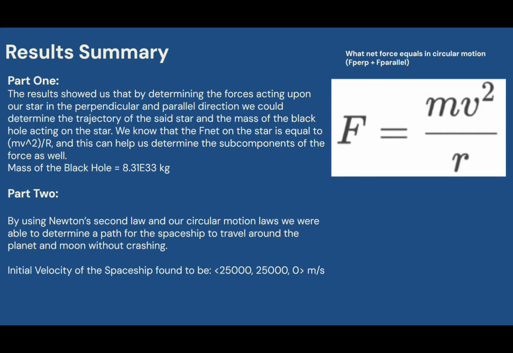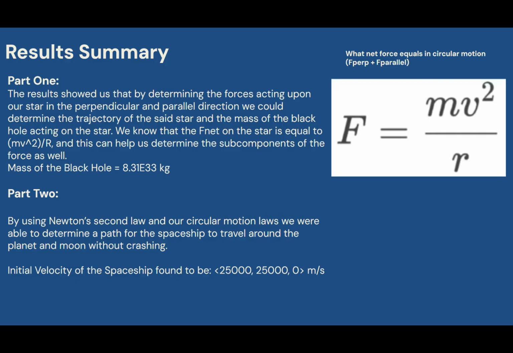The result summary. For part 1, the results showed us that by determining the forces acting upon a star in the perpendicular and parallel direction, we could determine the trajectory of the said star and the mass of the black hole acting on the star. We know that the FNet on the star is equal to mv squared over r, as I provided a photo of, and this can help us determine the subcomponents of the force as well. The mass of the black hole we found to be 8.31 times 10 to the 33 kilograms.